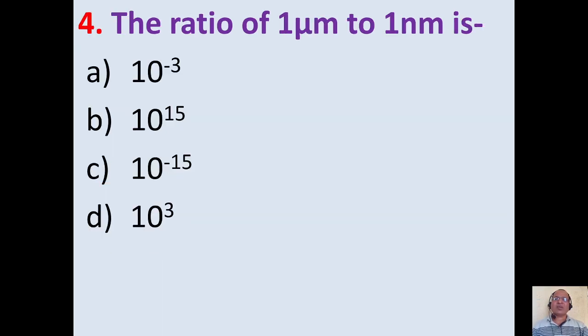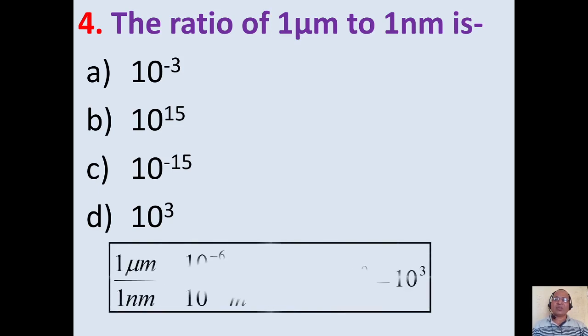The ratio of 1 micrometer to 1 nanometer is. Now we have to find out this ratio. We know that micro stands for 10 raised to minus 6, nano stands for 10 raised to minus 9. And when we take their ratio, 1 micrometer to 1 nanometer, we write 10 raised to minus 6 upon 10 raised to minus 9. After calculation it becomes 10 raised to 3. So option D, 10 raised to 3, is correct.